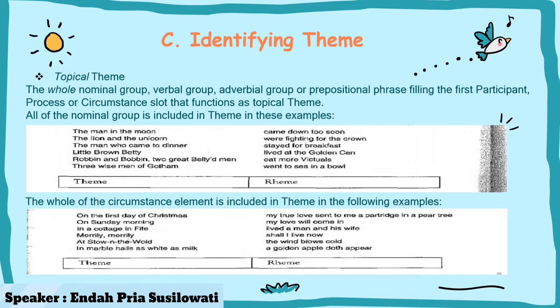All of the nominal group is included in dim. In this example, the man in the moon, dim, came down too soon, rim. The lion and the unicorn, dim, were fighting for the crown, rim. The whole of the circumstance element is included in dim in the following examples. On Sunday morning, my love will come in. On Sunday morning, dim, my love will come in, rim.